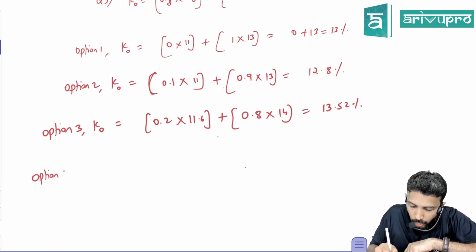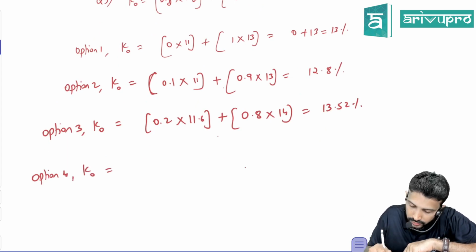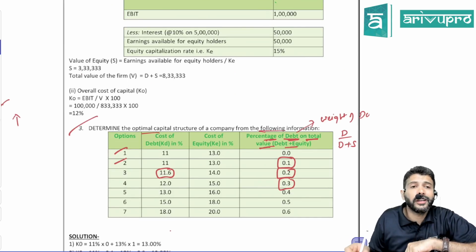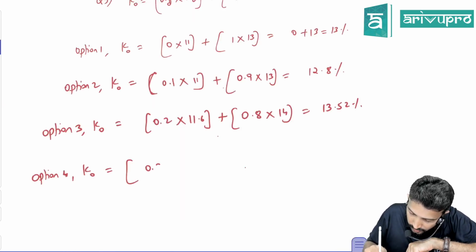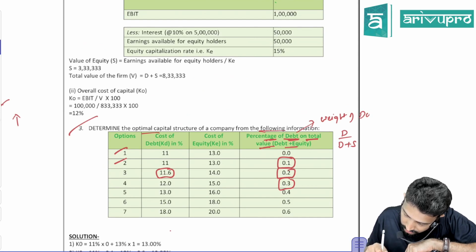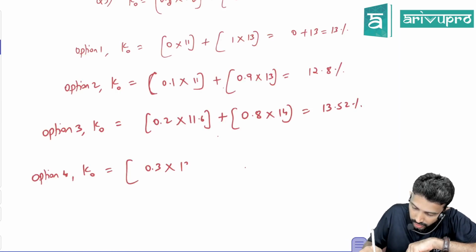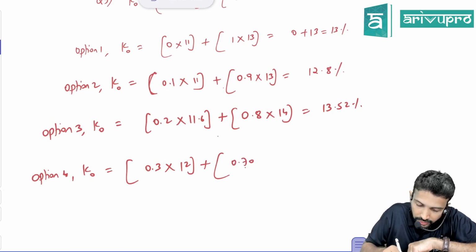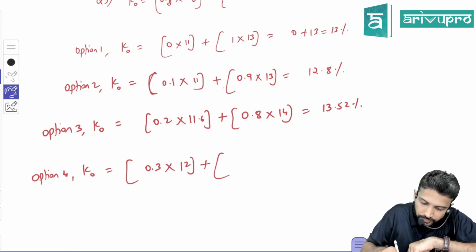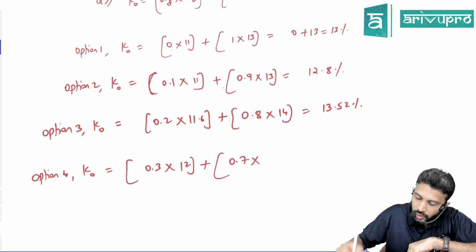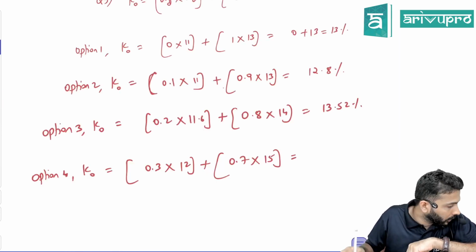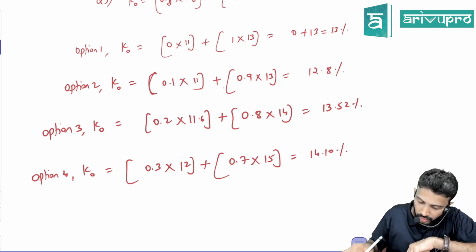Okay, option number 4. If you have any issues, let me know. If I'm not hearing anything, I'll go forward. In the fourth option, the weightage of debt is 0.3 and the cost of debt is 12%. If the weightage of debt is 0.3 or 30%, the weightage of equity will be 0.7. And what is the cost of equity in option number 4? 15. So the summation will be 14.1%. Okay.